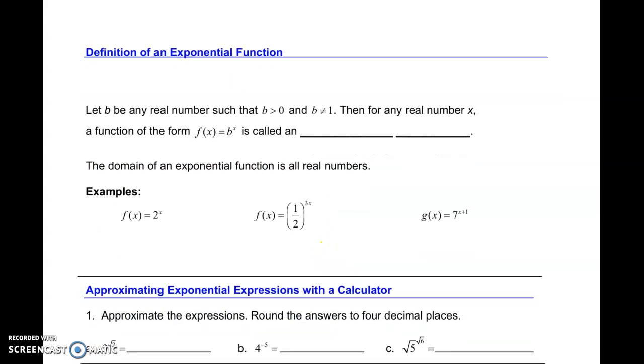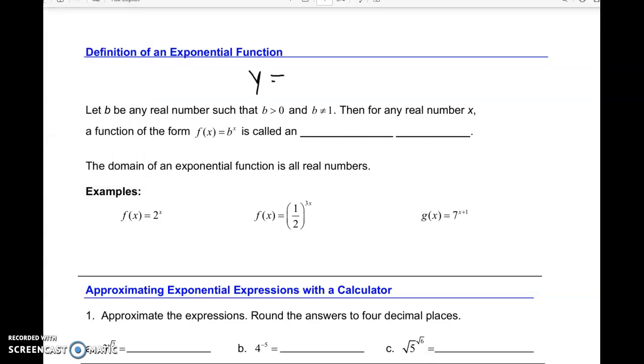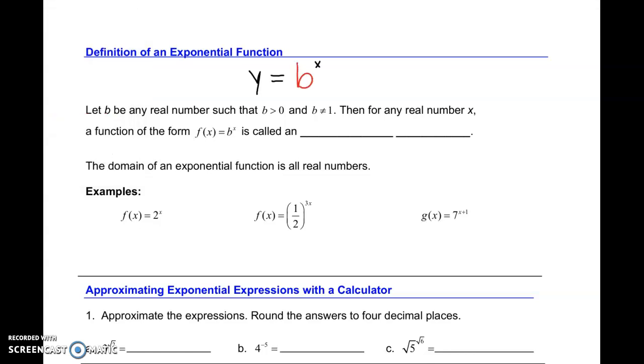And so let's fill in the blank here. First, we're going to write what an exponential function looks like. So it looks like this. Y is equal to b raised to the x power, where b is our base. So the b is going to be a real number, and it will be a number that is greater than 0, but not equal to 1. So we have some rules for b.